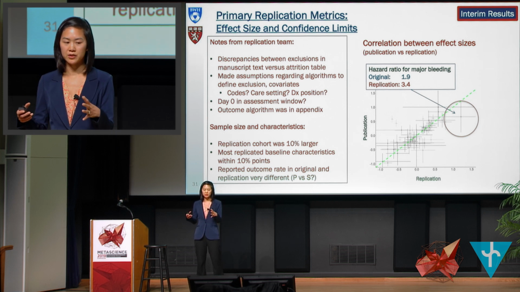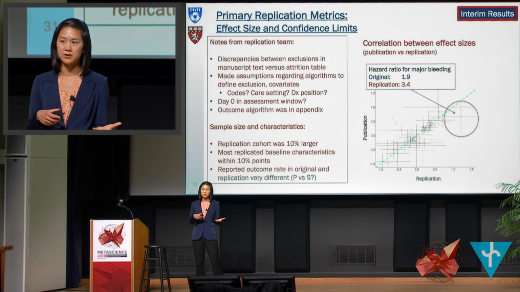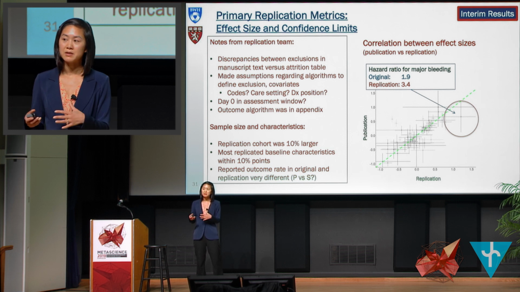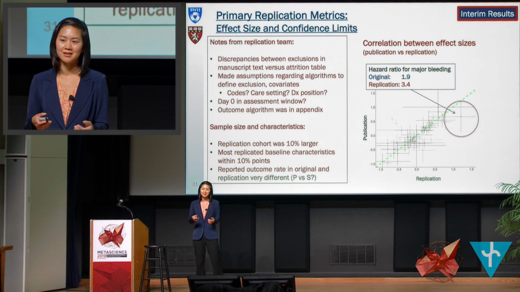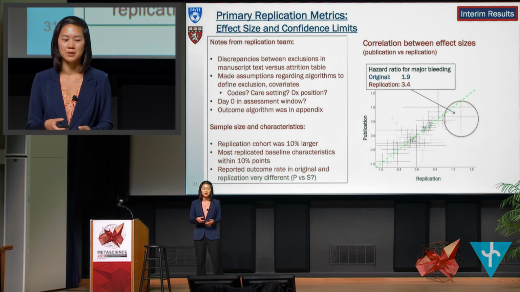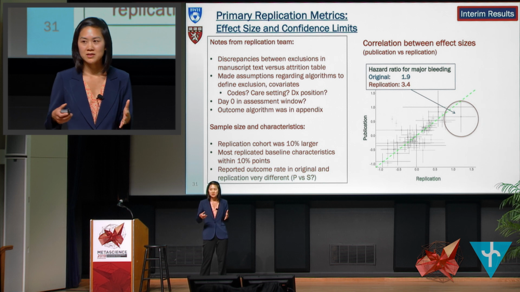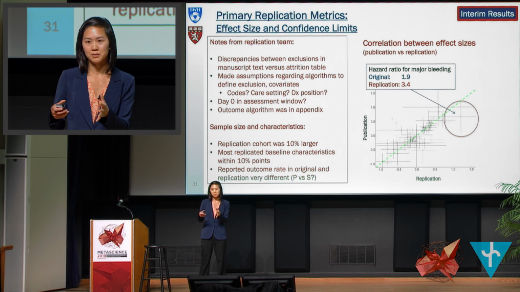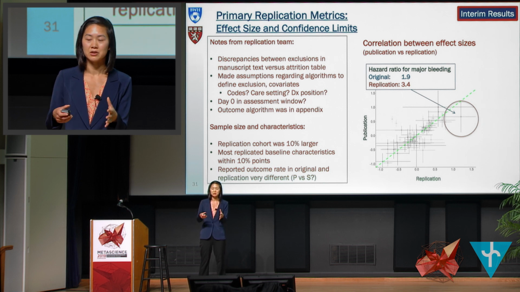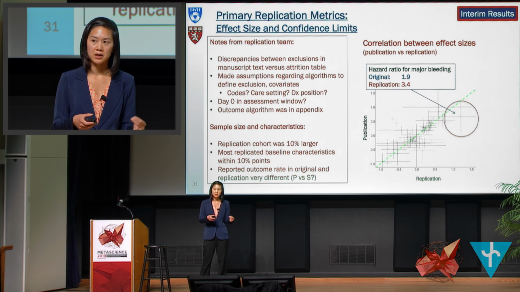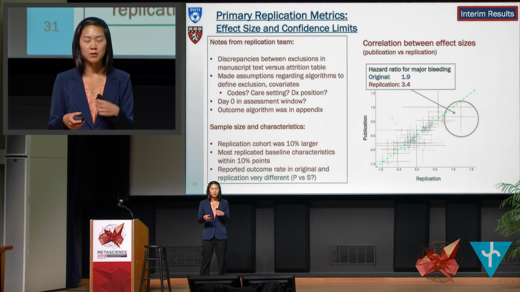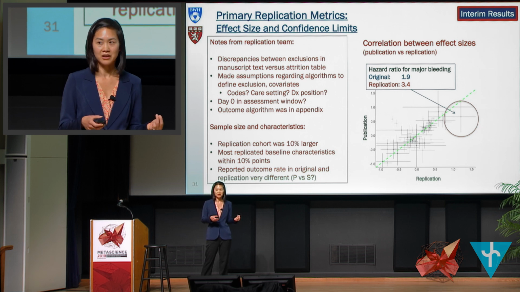When looking at the characteristics of our replication cohort compared to the original, our cohort was about 10% larger, and most of the baseline characteristics were within 10 percentage points of the original, which 10% might be a little bit large still, but they were within 10%. But we noticed that despite being relatively close in being able to match the baseline characteristics of the cohort, the outcome rate in our replication compared to the original publication was very different.